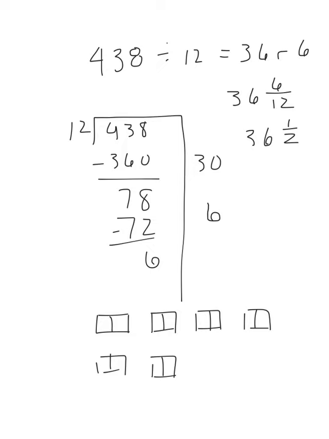So we could either say if we're going to deal with whole numbers, it's going to be 36 remainder of 6, or if we're going to deal with fractional parts, or parts of a whole, it's going to be 36 and 6 twelfths, which is the same as 36 and 1/2. So in other words, every one of our friends would get 36 and a half brownies. Okay? Let's look at it another way.